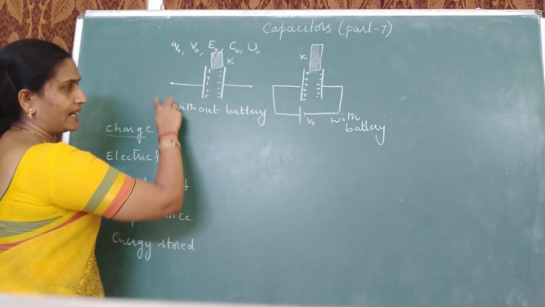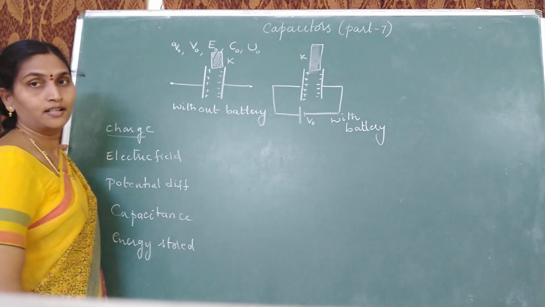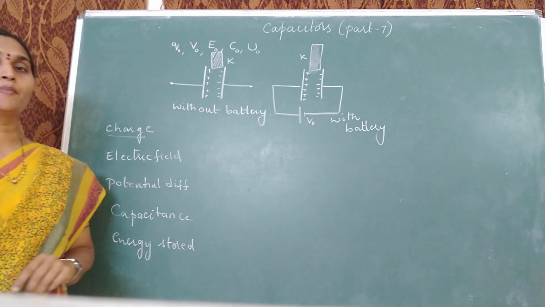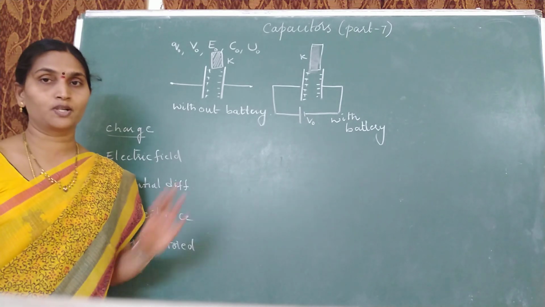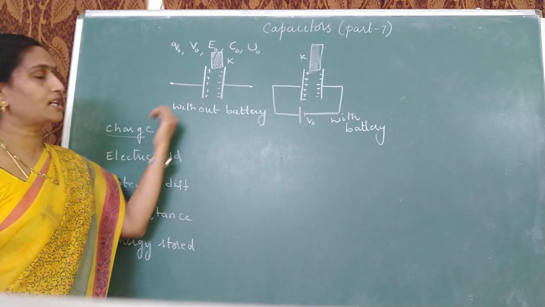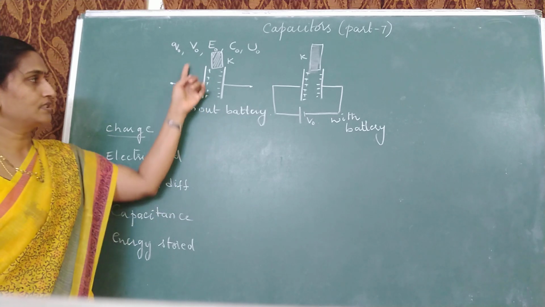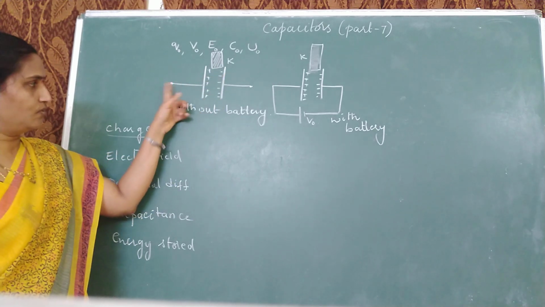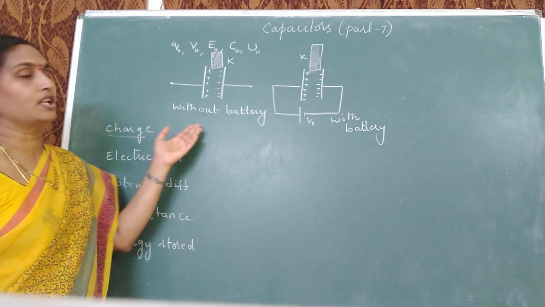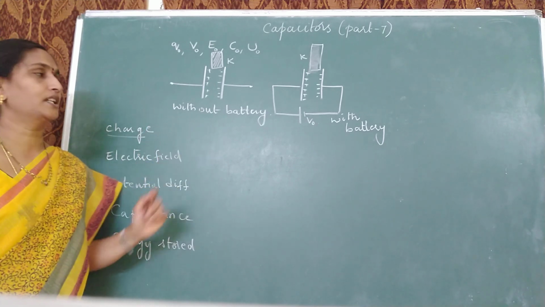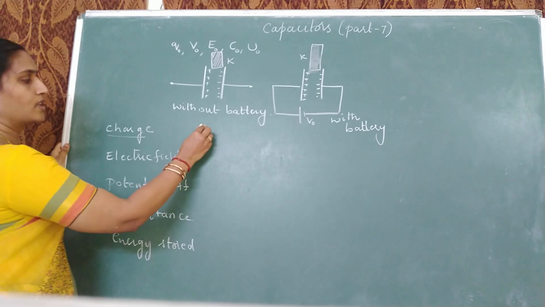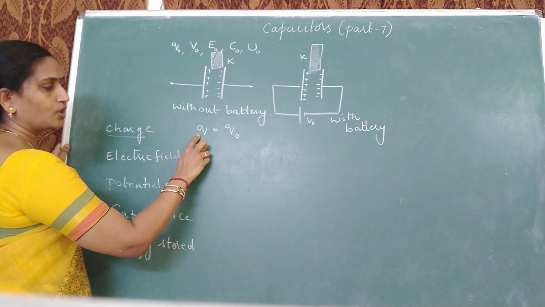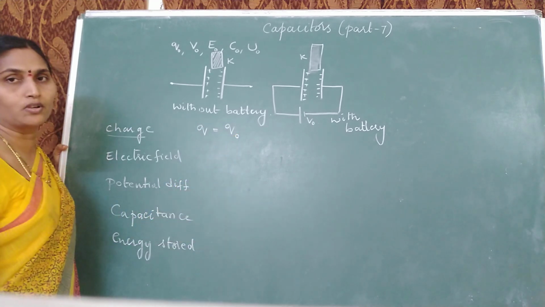Since there is no battery connected to it, it is an isolated capacitor. Charge on an isolated capacitor must remain constant because there is nobody to destroy the charge or give the charge. The total charge on this capacitor always remains constant. If there is a battery, the battery may supply the charges or take away the charges, but here it is not connected to anything. So what remains constant? Charge remains constant. Q remains equal to Q naught.